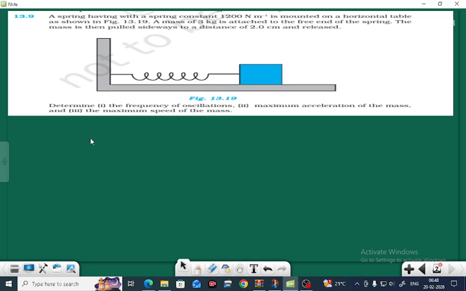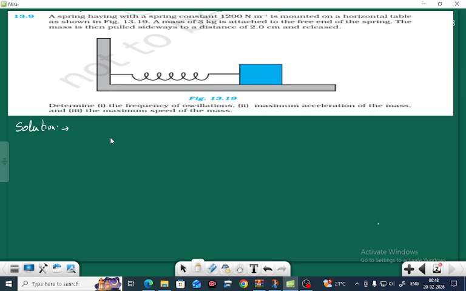We have to find three things. So you see how we are solving this problem. First of all we will write what is given. After that we will solve the problem.